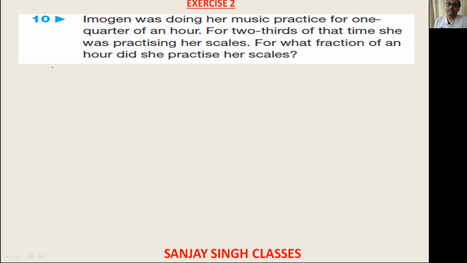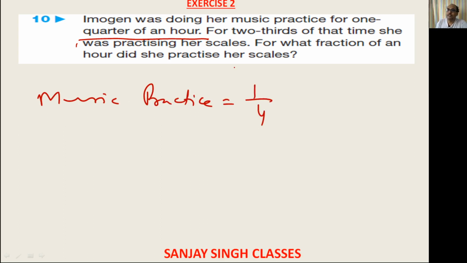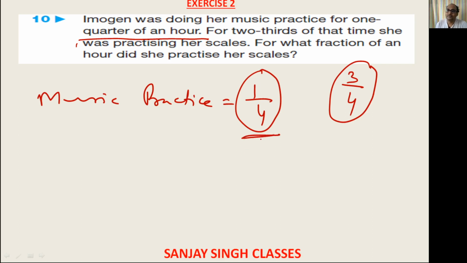Here we are given Imogen was doing her music practice for 1/4 of an hour. So for music practice, she is doing 1 by 4th of an hour. It means 3 by 4 of an hour she is utilizing for a different thing. Only 1 by 4 she is utilizing for music practice.